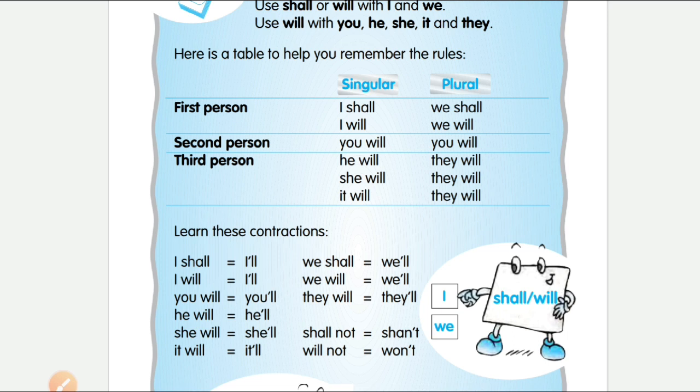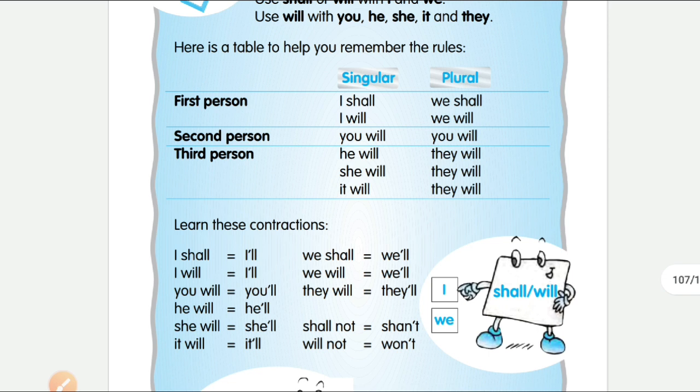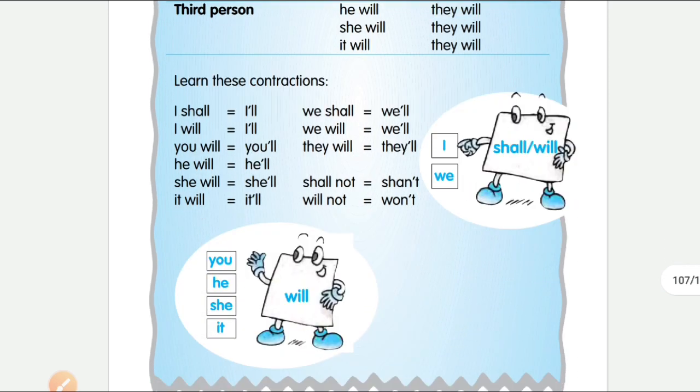So like that we can continue using will and shall. You can see the contractions here also. I shall, I will, you will. It is written in a very short form, so you can learn all these contractions from here also. But you have to remember that after I and we we can use shall and will, but after you, he, she, it we will use only will. So you have to remember these points. You, he, she, it is followed by will.